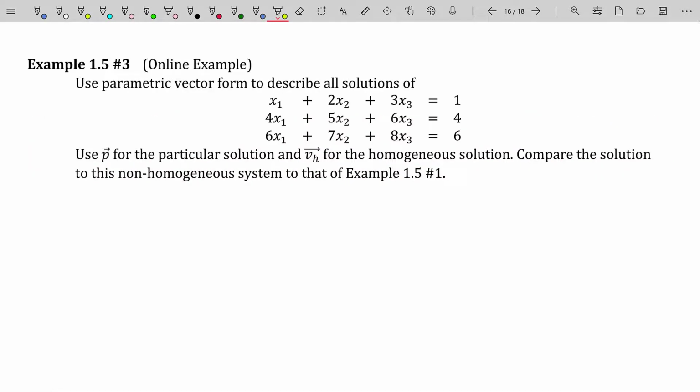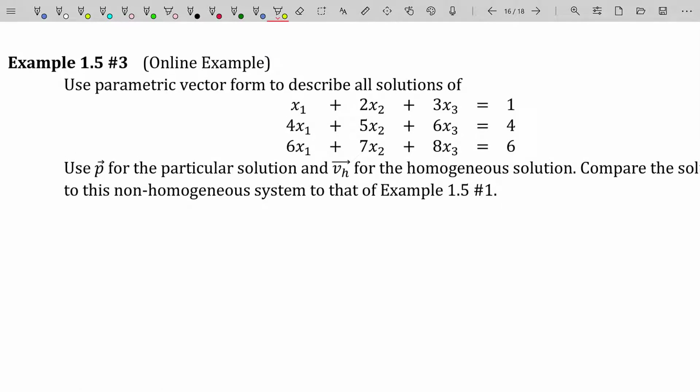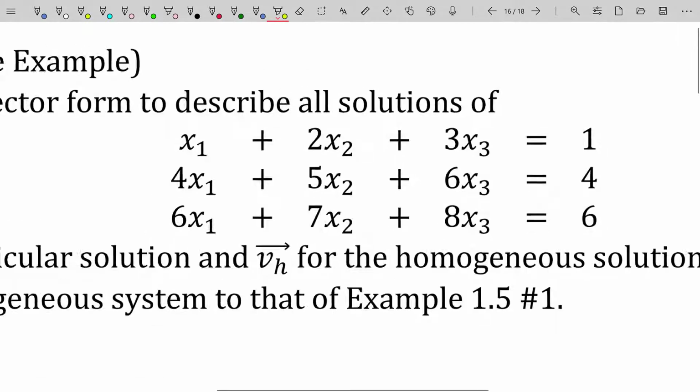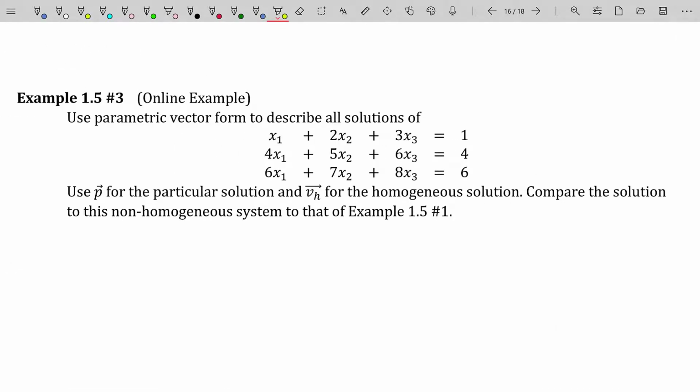So let's see this in action, because I think that an example is worth more than I could possibly write down in terms of theorems or definitions. Use parametric vector form, in other words, write my answer as a linear combination of vectors, to describe all solutions of this linear system. Use P for the particular solution and V sub H for the homogeneous solution. Compare the solution to this non-homogeneous system to that of example 1.5 number 1, and we'll do that.